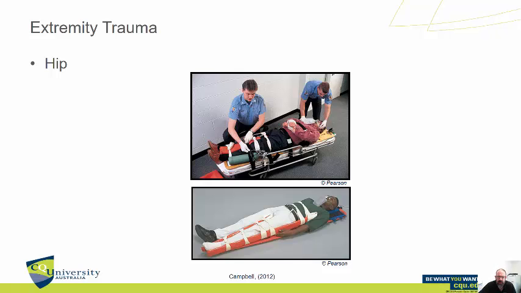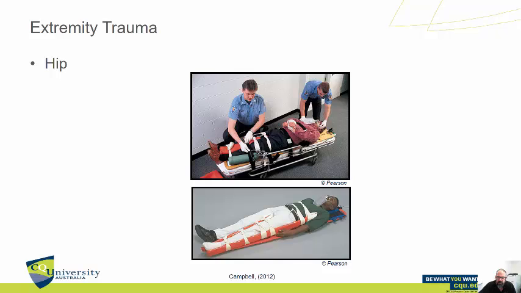Provide pain relief for these patients. They're usually going to be in a lot of pain. And remember that isolated knee pain may also be as a result of damage to the hip. So just refer to that referred pain resource that I gave you in the previous weeks.